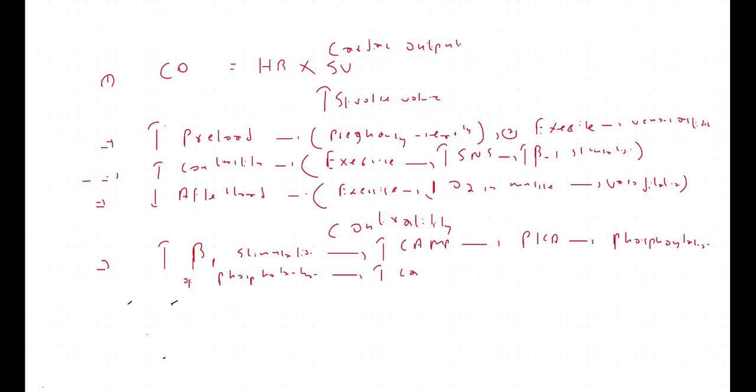Increased calcium in the cytoplasm. And when you have the increased calcium, the muscle will contract. So if you want to increase the contractility, just increase the intracellular calcium levels within the cardiac muscles. So beta 1 stimulation increases contractility in this way.